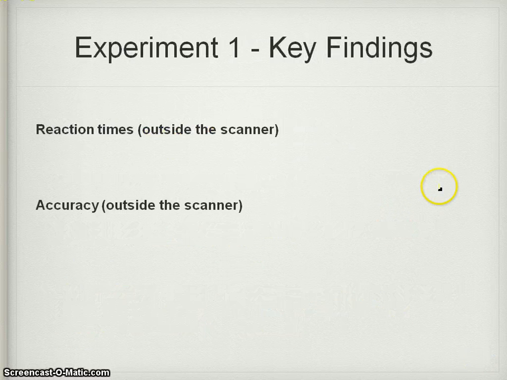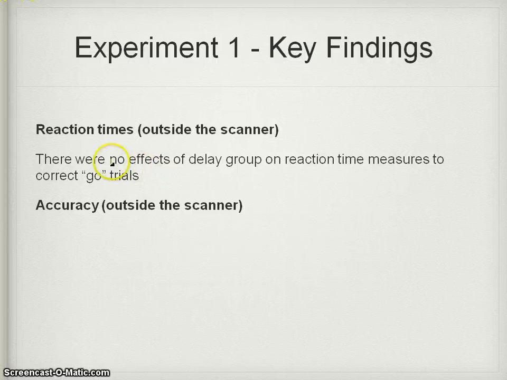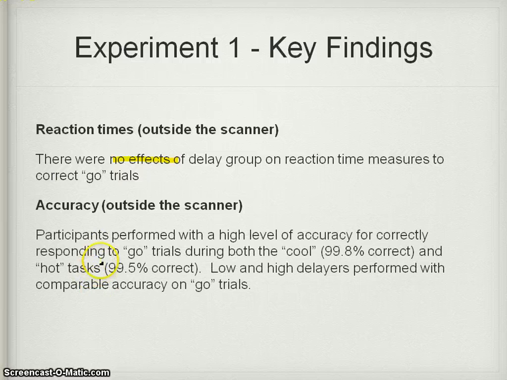On to the key findings. We look at the findings in terms of the reaction times outside of the scanner for experiment 1, and then the accuracy outside the scanner, and then for experiment 2, it's going to be inside the scanner. There were no significant differences for the reaction times. Everyone's reaction times were pretty much the same, which is what you would expect. For accuracy outside the scanner, participants performed with a high level of accuracy for correctly responding to the go trials during both the cool and the hot tasks. So overall, people were very accurate.